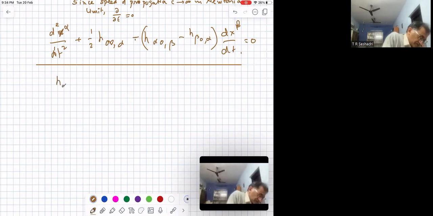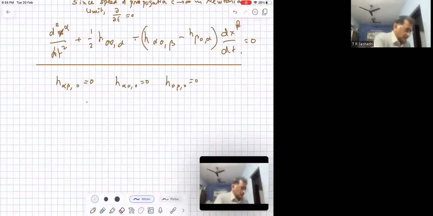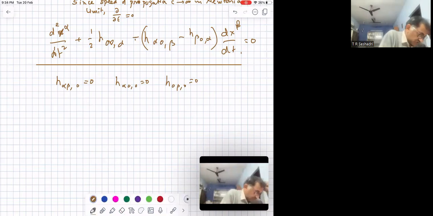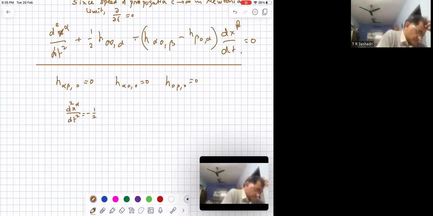H alpha beta comma 0 is equal to 0, and H alpha 0 equal to 0, H 0 beta equal to 0. And what we said was, we already said that it is first order in H. Once I do all this, the equation should reduce to d2x alpha by dt square is equal to minus H00 comma alpha.